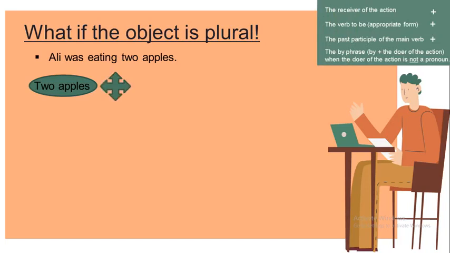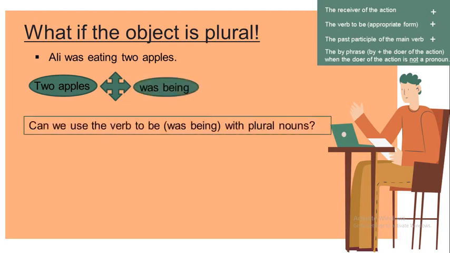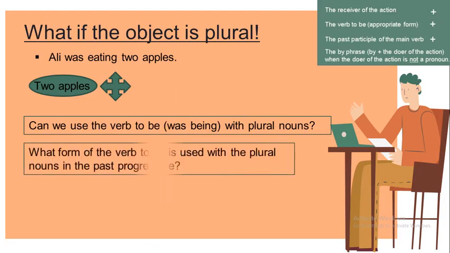When our receiver was singular, we used was being. But can we use it now with plural nouns? Great, of course not. So, what is the form of the verb to be with plural nouns in the past progressive? I'm sure that you are able to know the form on your own.